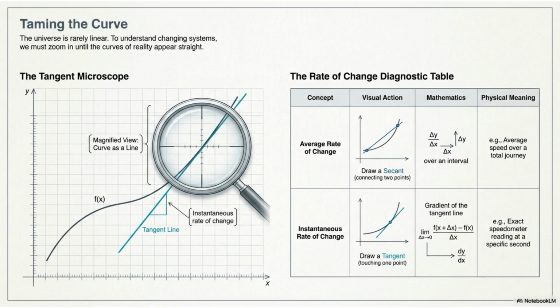Since reality is rarely linear, you will need to use the tangent to find the instantaneous gradient. That is the gradient at that point on the graph. Zooming in reveals that the curve appears straight, allowing us to find the instantaneous gradient using a tangent line. This skill is used in many parts of the A-level course.